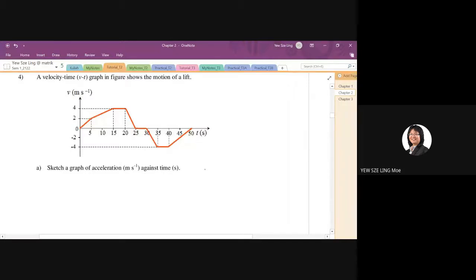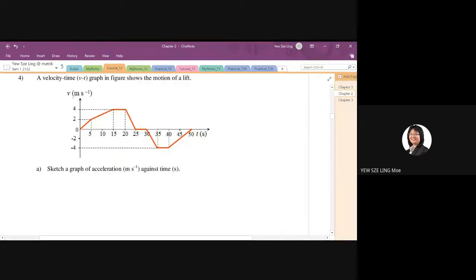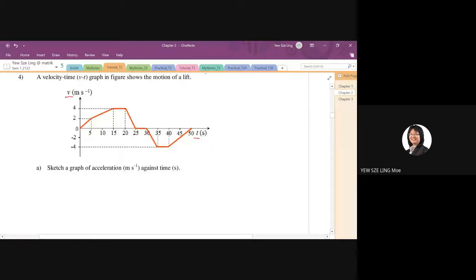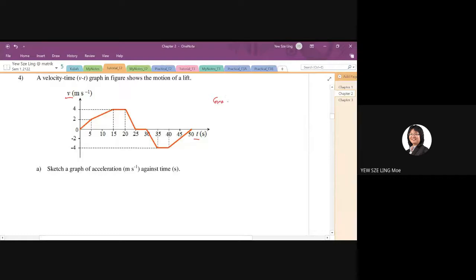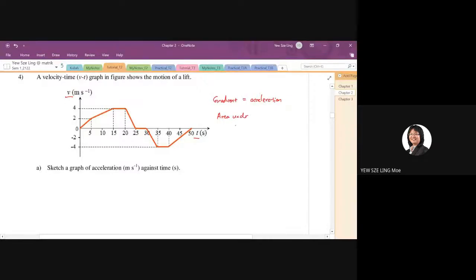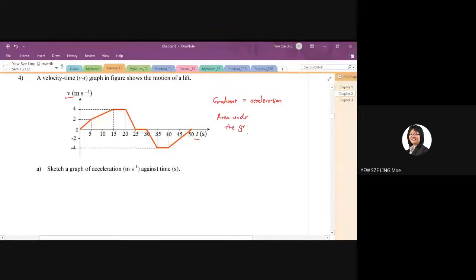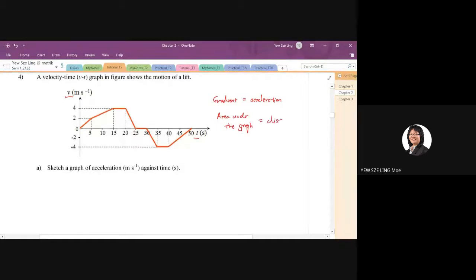So the way to solve it is exactly the same as what I did just now. You try to see what type of graph it is. It is a V against T graph. So when you have a V against T graph, remember gradient represents acceleration. This is the thing that you have to keep reminding yourself. And then area under the graph represents distance. So I give you 5 minutes to sketch the graph. See whether you can get a correct graph or not.